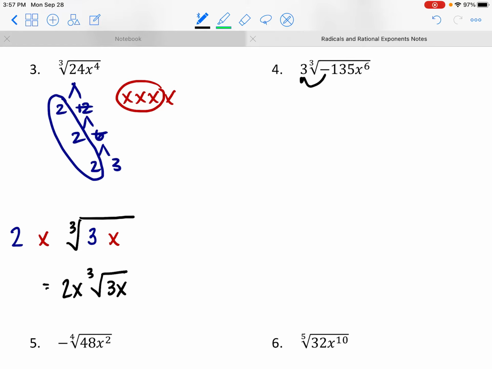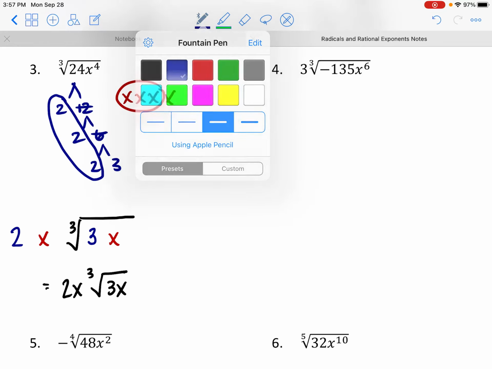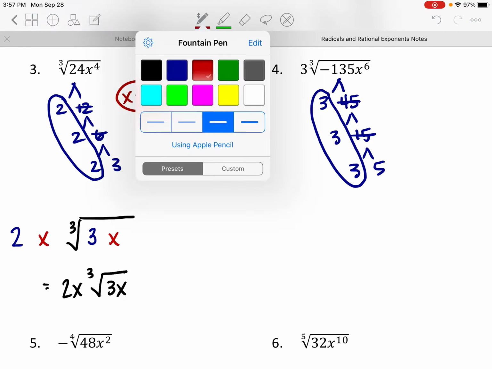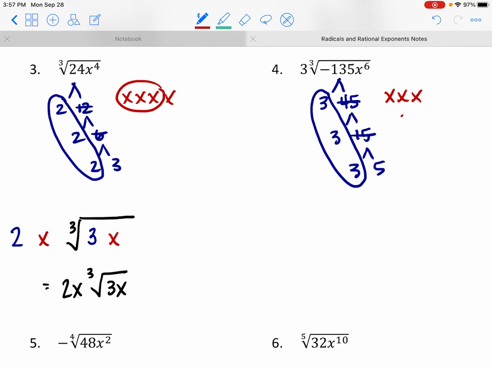That negative is just going to make our answer negative, and then if we have a 3 that's already out there, we got to make sure that whatever we're bringing out is going to stay out. Okay, so let's see. If we break down the 135, that's going to be divisible by 3. 3 is going to go in 45 times. And then 45 is 3 times 15. And then 15 is 3 times 5. So I'm going to be able to take out a 3. And then I've got 6 x's. 1, 2, 3, 4, 5, 6. So 2 of those will come out, and I won't have any x's left over.